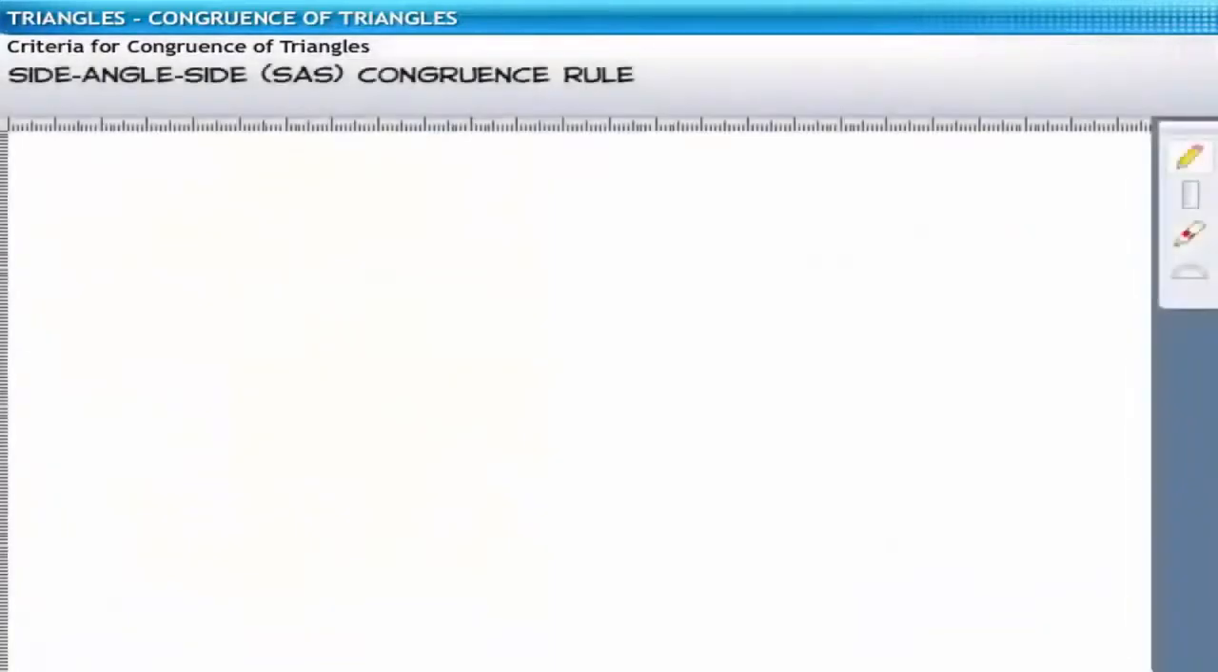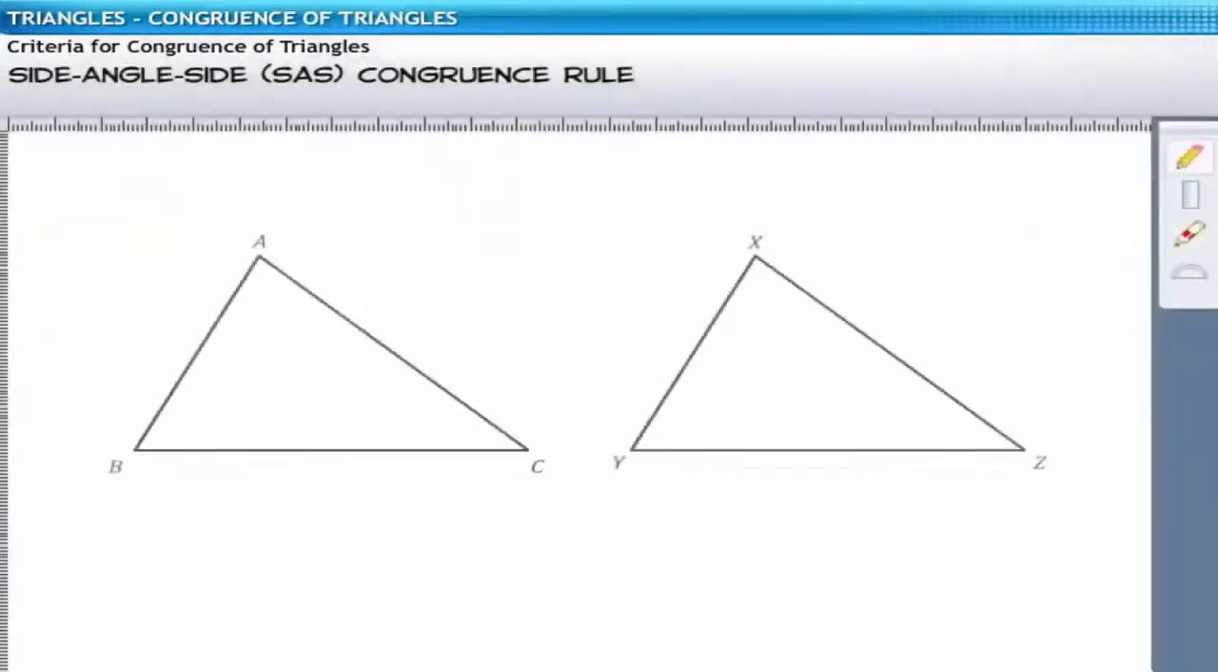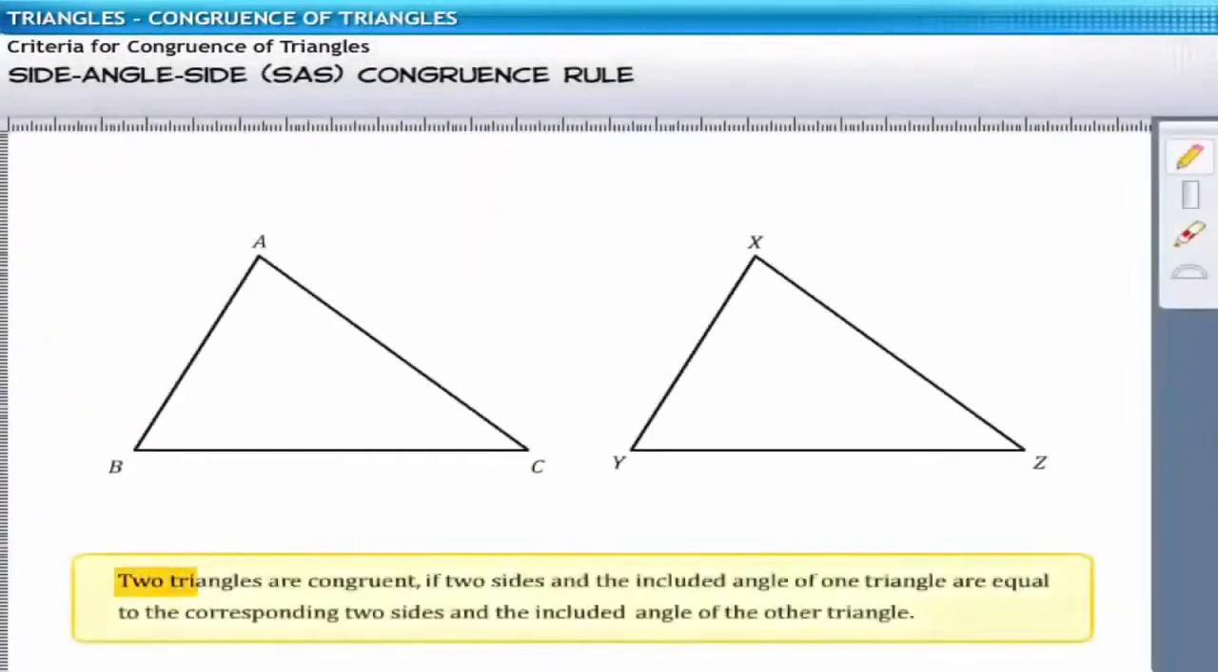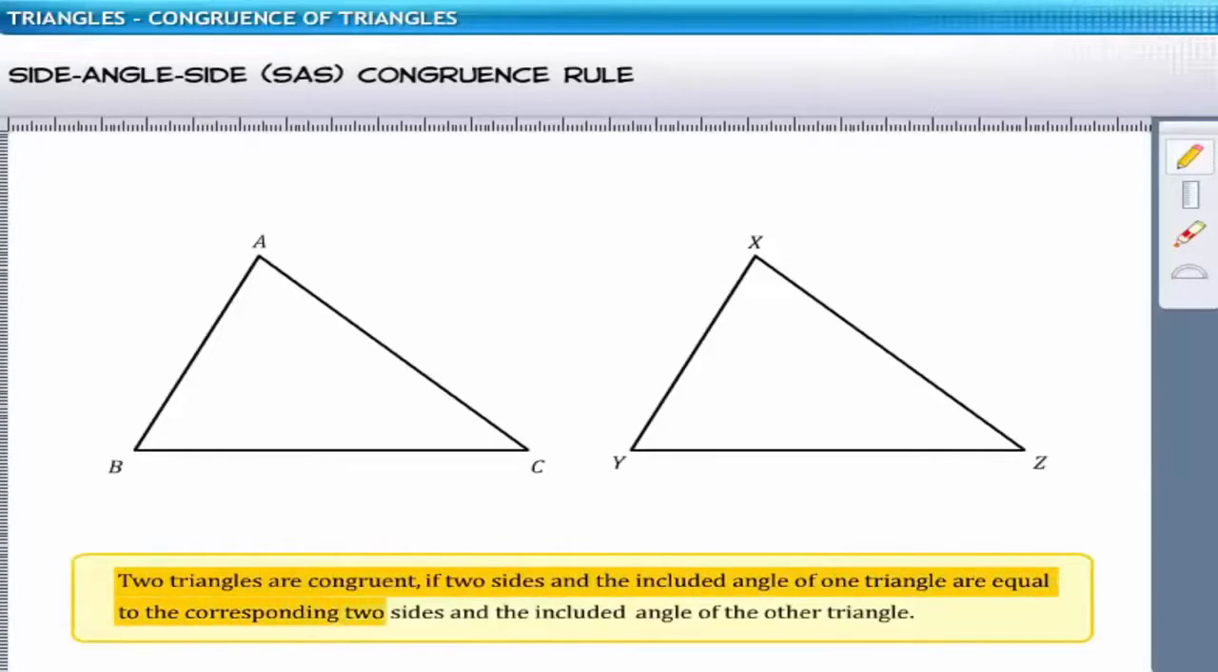Let's begin with the side-angle-side congruence rule. Two triangles are congruent if two sides and the included angle of one triangle are equal to the corresponding 2 sides and the included angle of the other triangle. This criterion is referred to as the side-angle-side or SAS congruence rule.